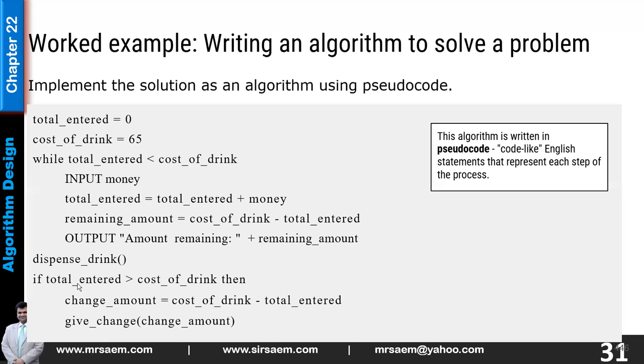OK, we have an IF condition. If total entered is greater than the cost of drink, then what will happen? Change amount, cost of drink minus total entered. OK, so we made another variable of our own, change amount is equal to cost of drink, whatever it will be, minus total entered. Give change amount.